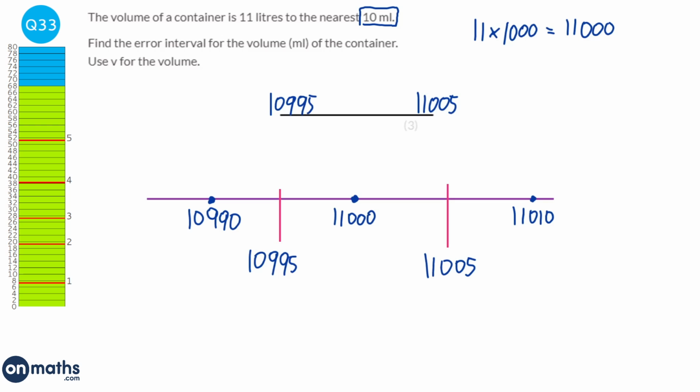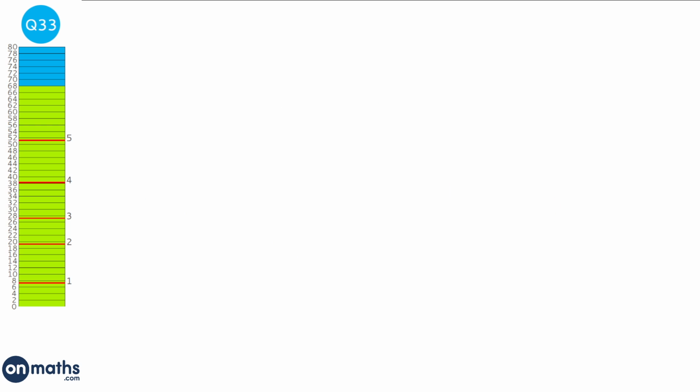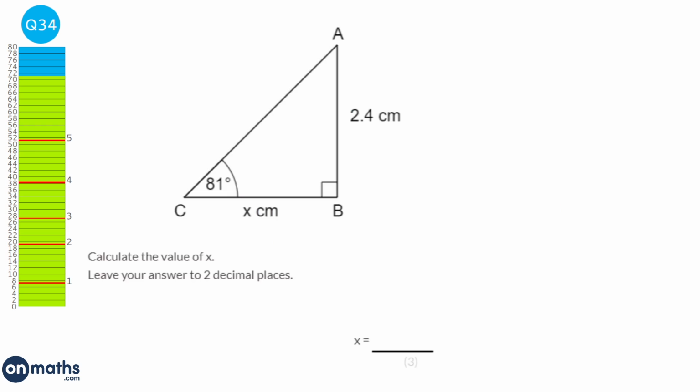And we just need to say that V can be anything above the 10,995 and including that, and it can be anything below 11,005, but it can't include that, because if it was 11,005, it would have rounded up to 11,010. So we've got a right angle triangle here, and it involves two lengths and an angle. So we know we're going to be using trigonometry for this.